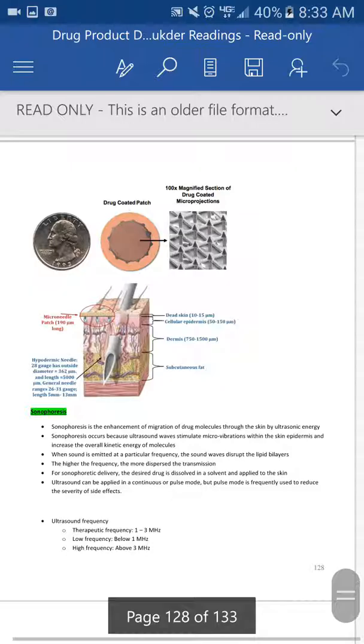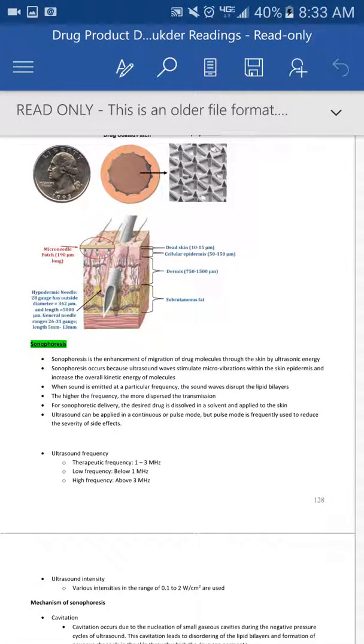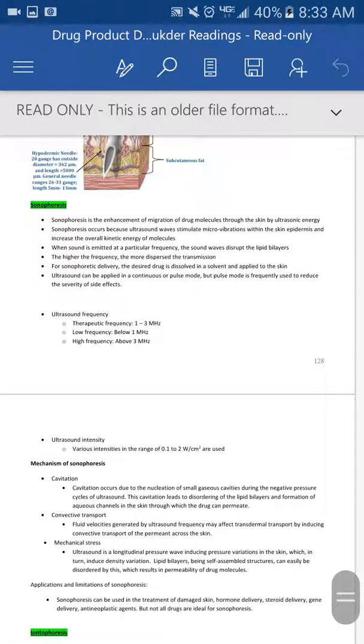Look how small they are. You can see the needle is destroying this dude's skin. Let's talk about sonophoresis. Sonophoresis is the enhancement of migration of the drug molecules through the skin by ultrasonic energy.